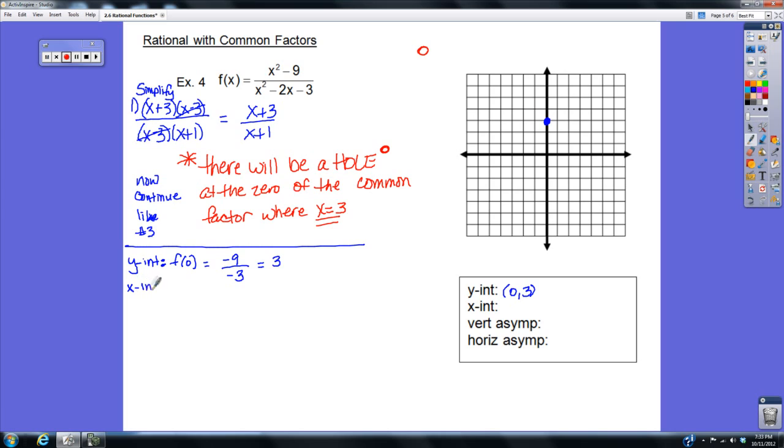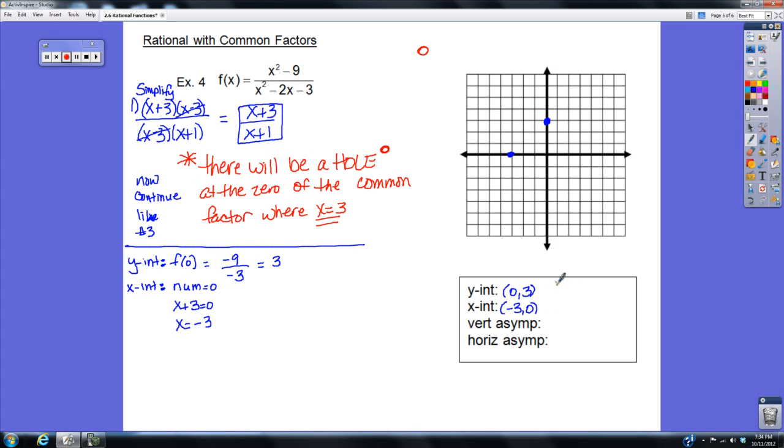Okay, let's find the x-intercept. To find the x-intercept, you set the numerator equal to 0. Here's my new expression, it's simplified. So set your numerator equal to 0, and so x equals negative 3. So there's your x-intercept: negative 3, and your y value is 0. Put that on your graph. There's your x-intercept and your y-intercept: (0, 3) and (negative 3, 0).